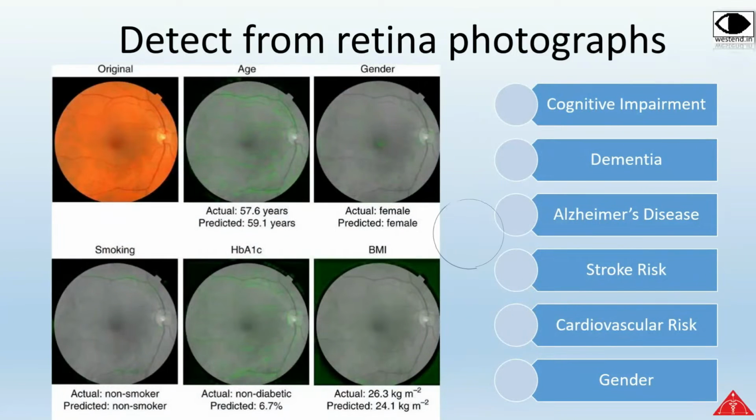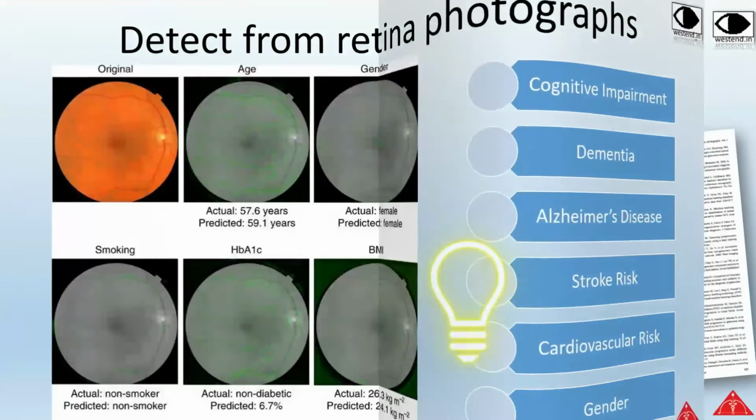Research from Google's Verily Health Sciences division showed that a single fundus photograph can be used to determine the age, gender, smoking status, HbA1c value, and BMI of a person. You can also detect cognitive impairment, dementia, Alzheimer's disease, stroke risk, and cardiovascular risk.